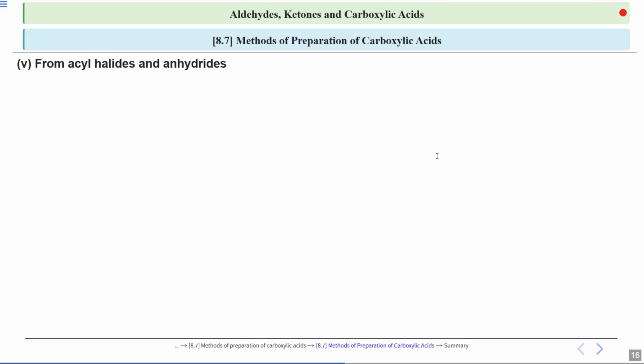Now we are going to explore how from acyl chlorides and anhydrides we are going to produce carboxylic acids. Okay, so we are going to see this next method, which is from acyl halides and anhydrides. So first we will see about acyl chlorides. Acyl chlorides undergo hydrolysis, meaning they react with water to form carboxylic acids.